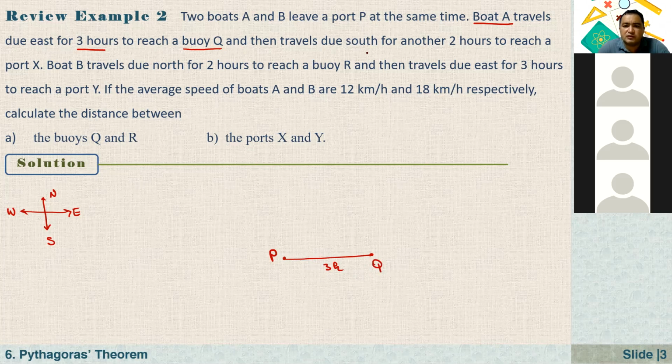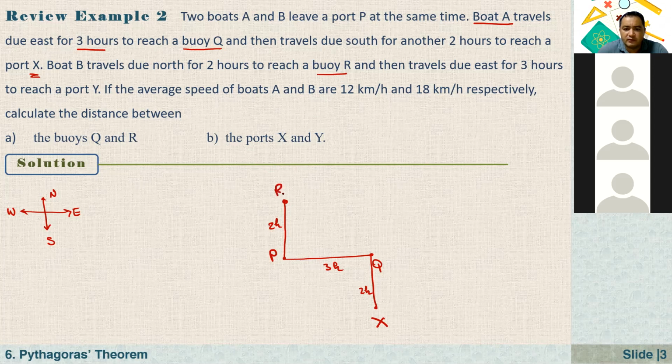And then it travels due south for another 2 hours. So it travels for another 2 hours due south, right? Here it travels for 2 hours to reach a port X. So this one is port X. And boat B travels due north for 2 hours. So it travels for 2 hours in this direction, right? And 2 hours to reach a buoy R.